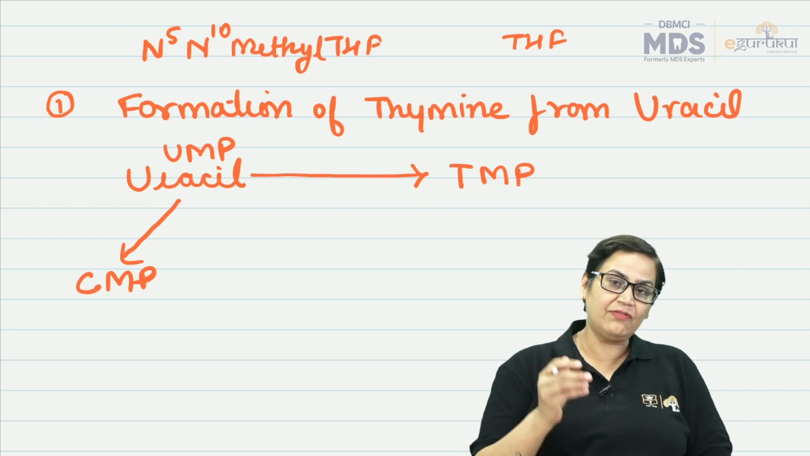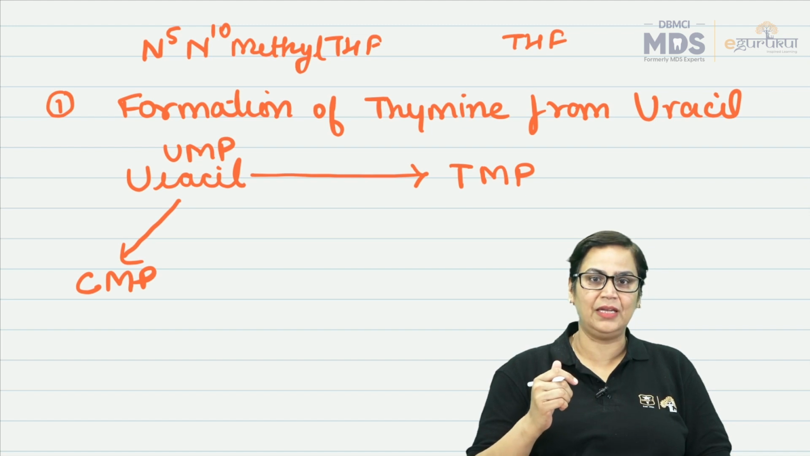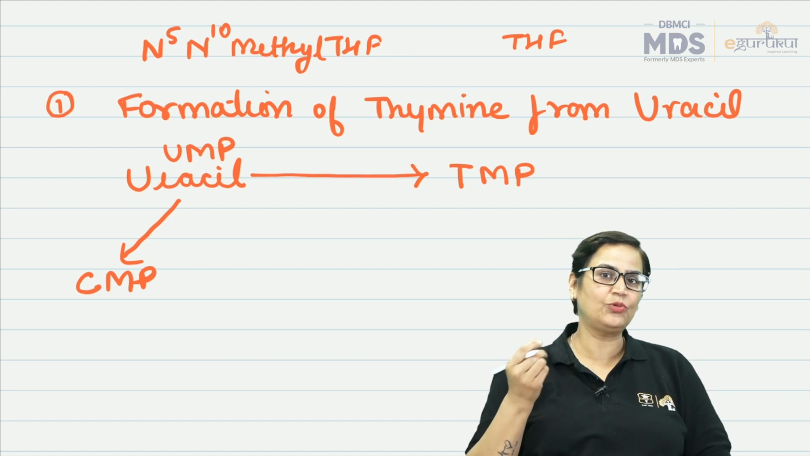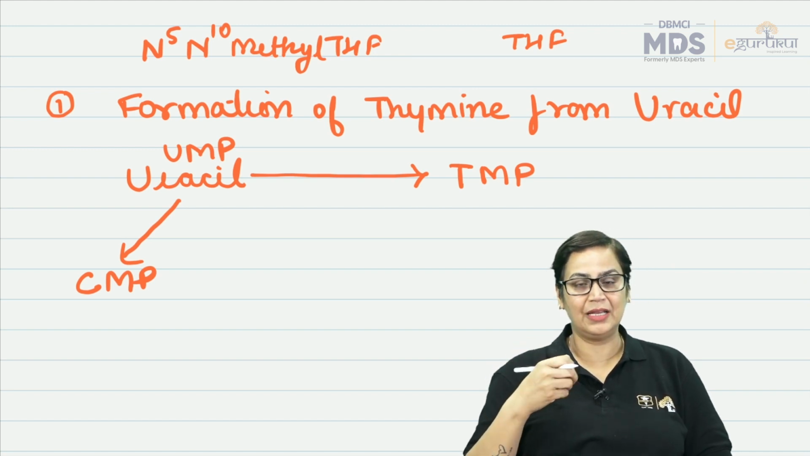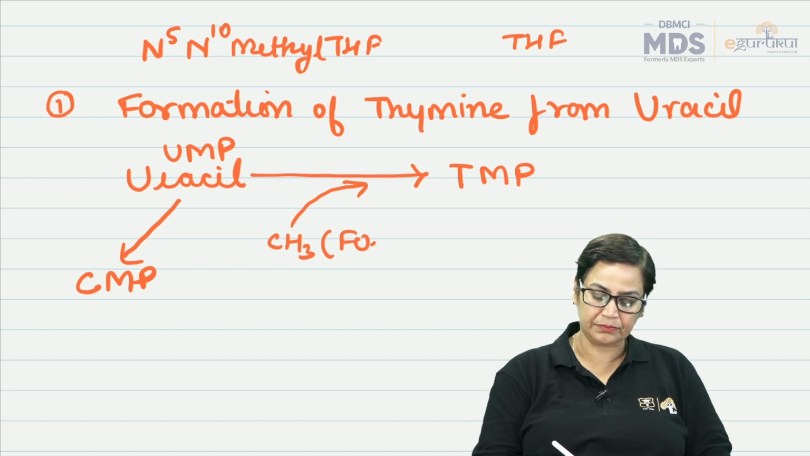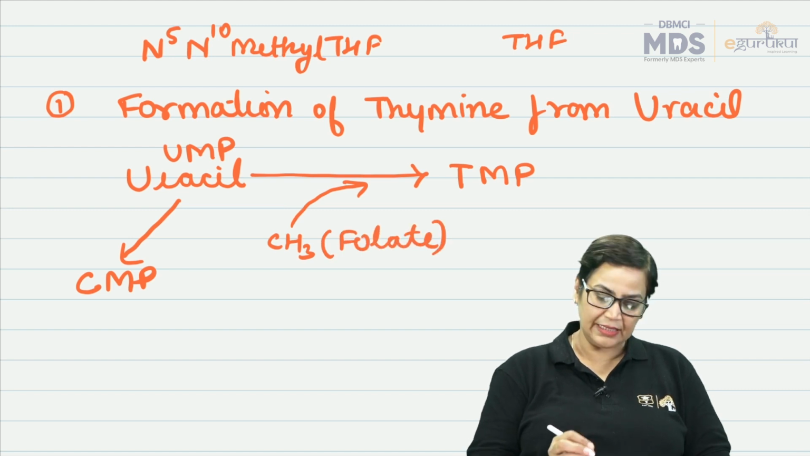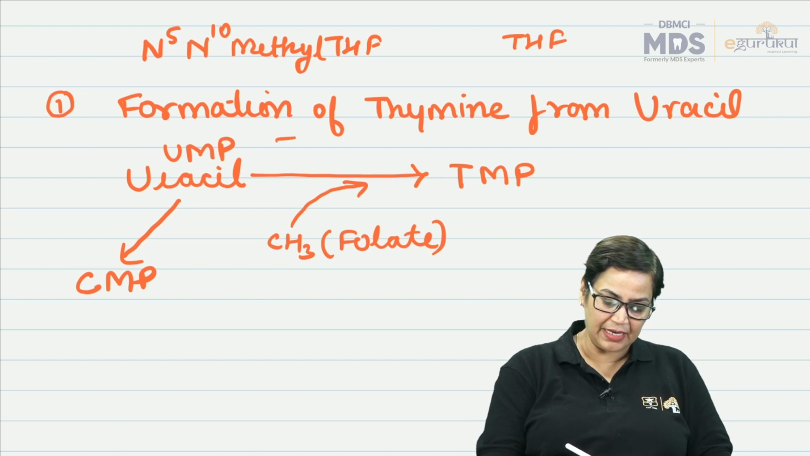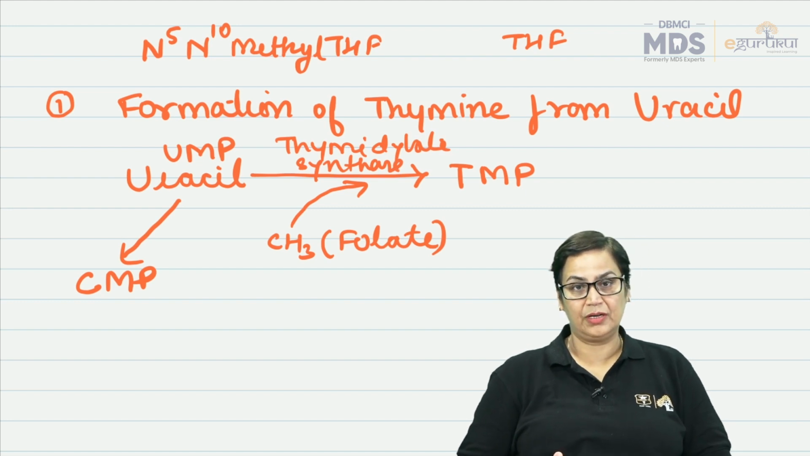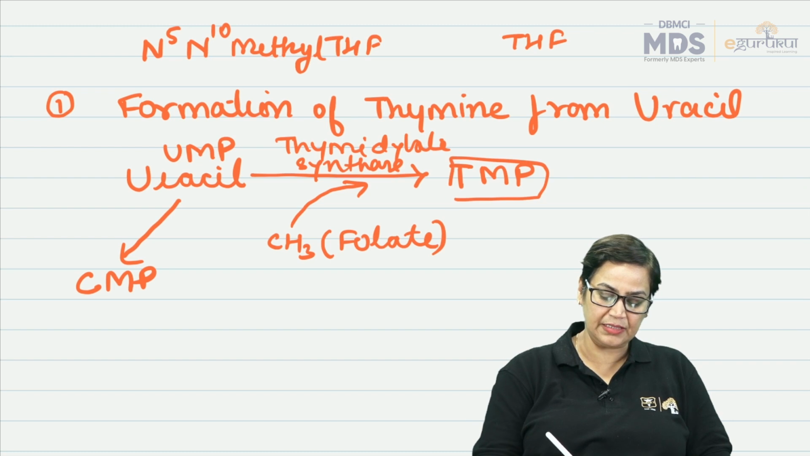So here if we look at the structure of uracil and thymine, simply there is a difference of a methyl group. That means if we give a methyl group to uracil, it will be converted into thymine, and that is exactly what happens. And this methyl group is being donated from folate. And the name of the enzyme here is thymidylate synthase. Very, very important. So we can say that this TMP is produced.